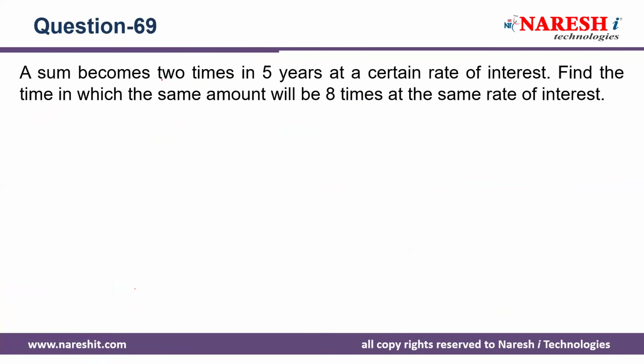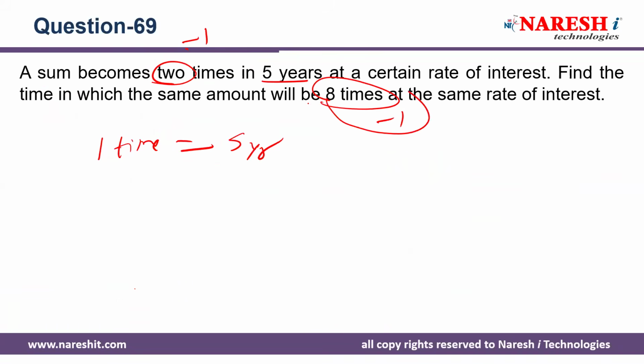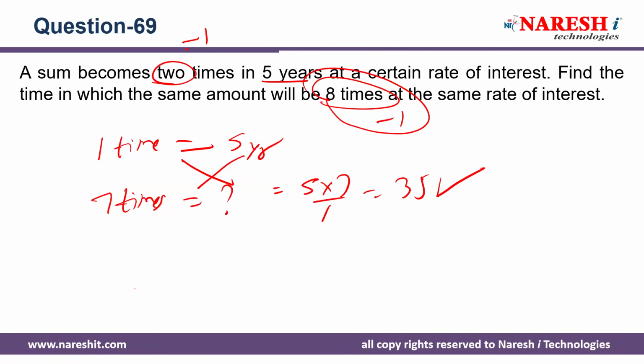Now come to logic. If the sum becomes two times, whatever number is given, two times, eight times, always take one less than that. So two times, two minus one time. So one time takes 5 years. Eight minus one, seven times, how much time? Cross multiply. Five into seven by one, 35. How is the shortcut? One step, simple answer.